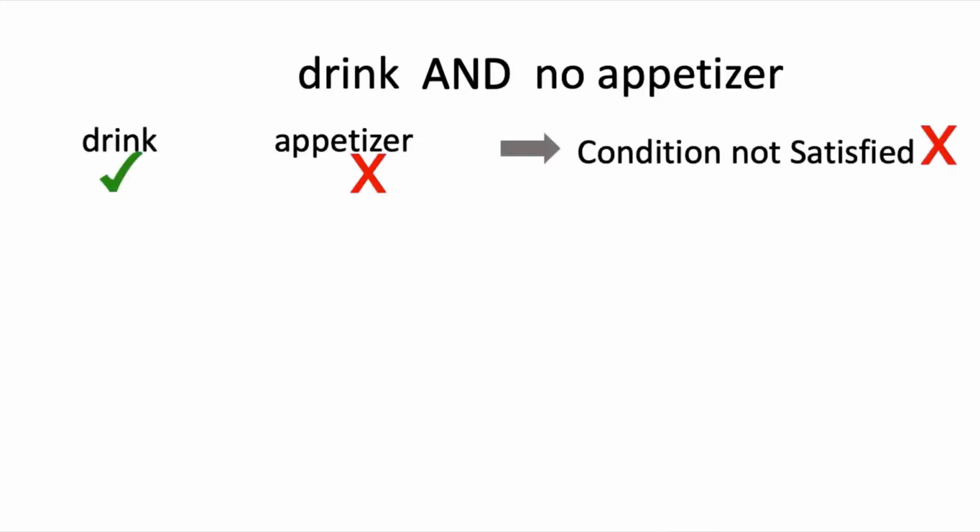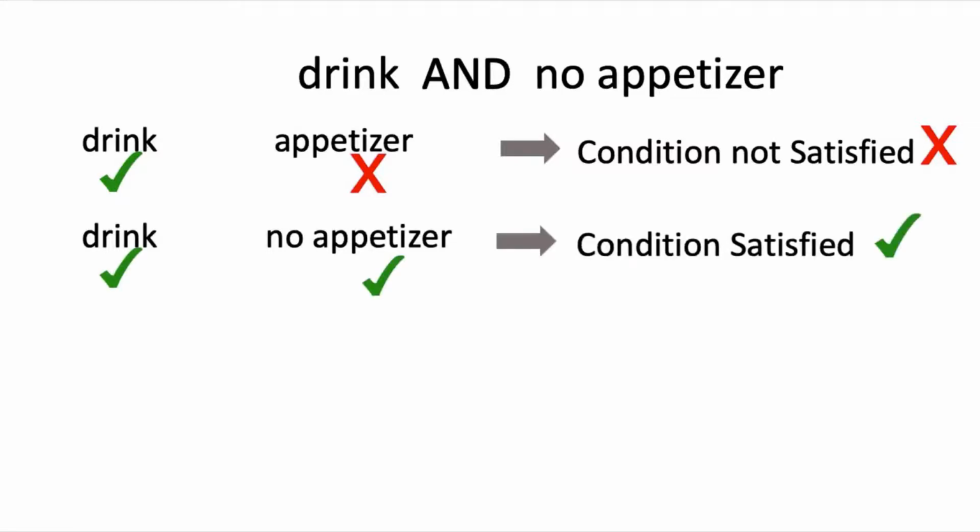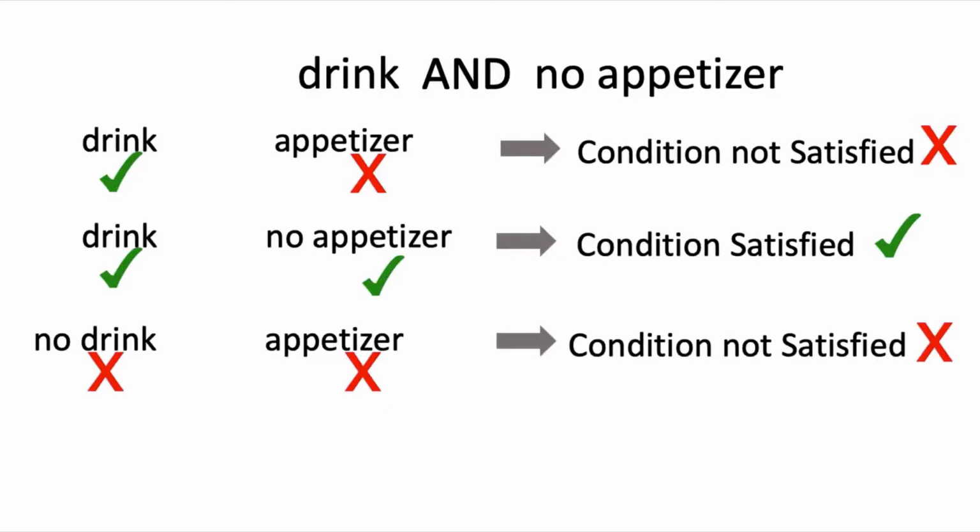In this case, if you brought a drink and an appetizer, you would violate the no appetizer condition, and this AND condition is not satisfied. If you brought a drink and no appetizer, then you've satisfied both conditions on either side of the AND and this condition is satisfied. If you brought no drink and an appetizer, you violated both conditions on both sides of the AND and the condition is not satisfied. If you brought no drink and no appetizer, you've only satisfied the no appetizer condition, but you did not bring a drink, so the condition is not satisfied.